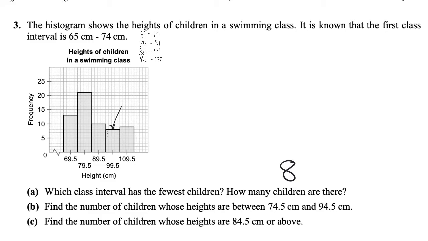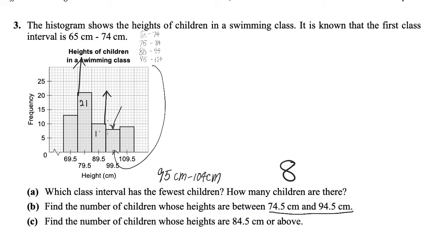And this group, obviously, will be this one. That is why the interval will be 95 cm to 104 cm. And for the students, the number here will be this one, and also this one. So that means you have 21 here and 10 here. So the number actually will be equal to 21 plus 10, which is 31.